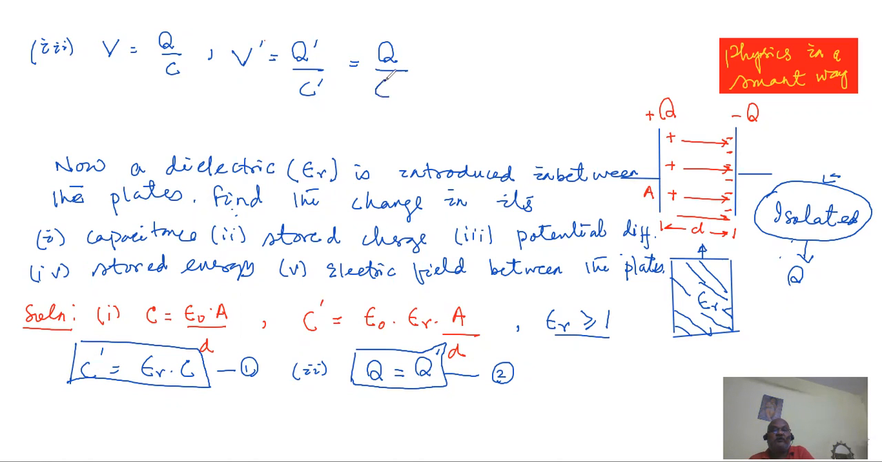Because C dash has become epsilon R times C, and Q by C was the initial potential difference, V dash becomes that potential difference divided by epsilon R. This gives us the conclusion that the potential difference decreases.